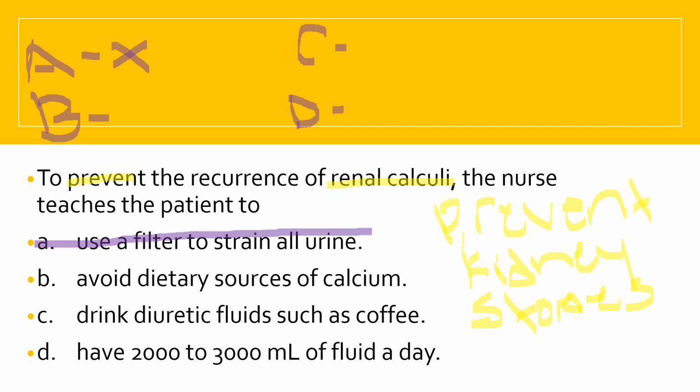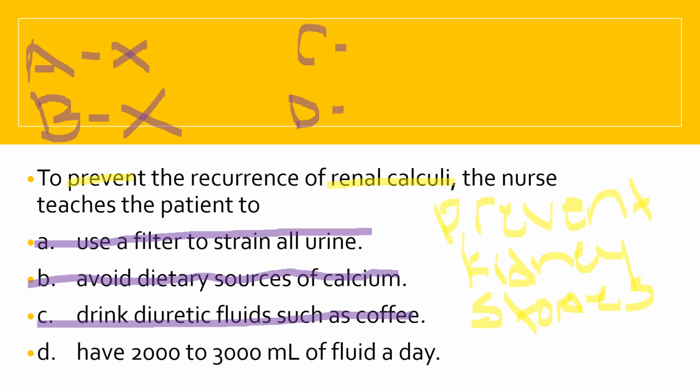Avoid dietary sources of calcium. Is avoiding calcium going to prevent recurrence of renal calculi? It doesn't say calcium renal stones, it just says renal calculi, so just kidney stones in general, right? And so avoiding just calcium is not going to do that. Plus, then you guys are not getting the calcium that your body needs. Drinking a diuretic fluid such as coffee, that's actually very incorrect because that can increase your risk for kidney stones.